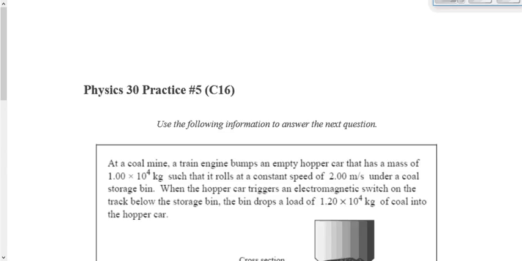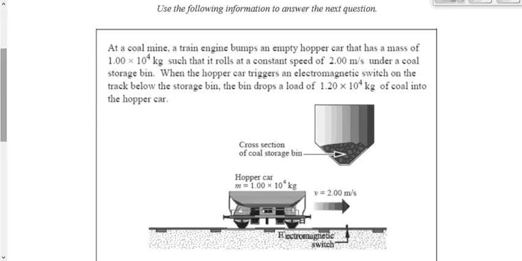Okay, what I'm going to say about this question is very important to one of the questions on your test on Thursday. This question says, we got a coal mine and a train engine bumps into a hopper car. The hopper car moves off at a speed of 2 meters per second, moving to the right. And it triggers a switch so that coal falls down towards it like this.